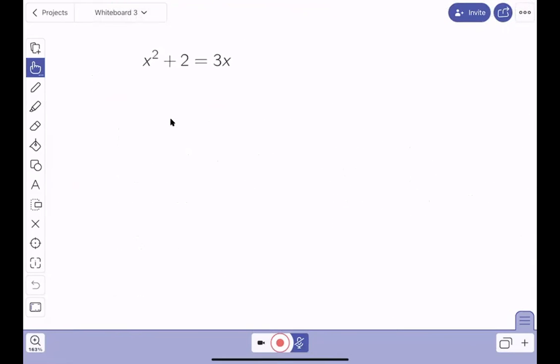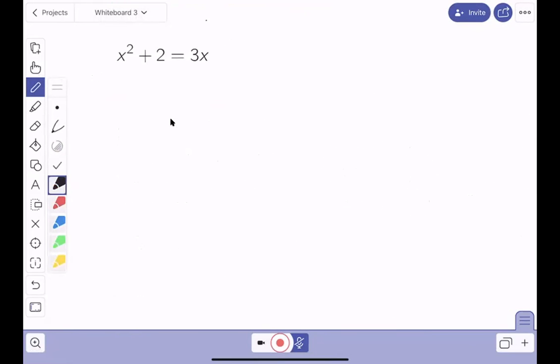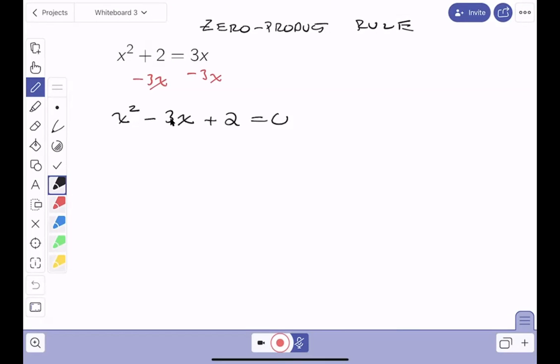I'm going to go through this one step at a time. We're doing what's called the zero product rule. What's the first word? Zero. I don't have a 0. The way I'm going to accomplish that is by subtracting 3x from both sides. If you do that, you get x squared minus 3x, I like to put it in standard form, plus 2 equals 0. So I have the 0. What I don't have is the product. How do we get the product? By trying to factor it.